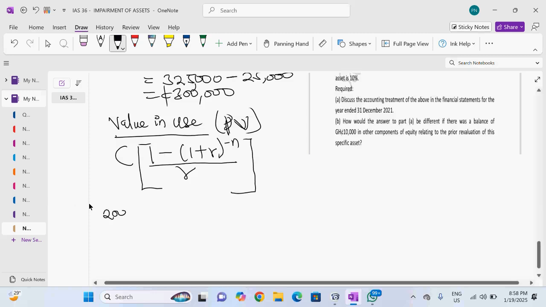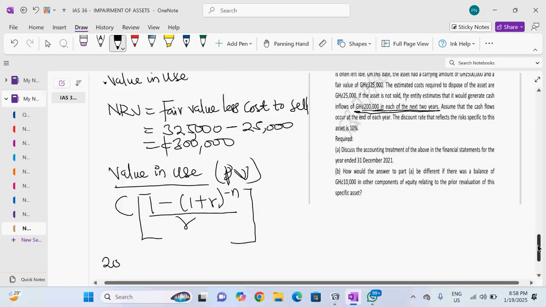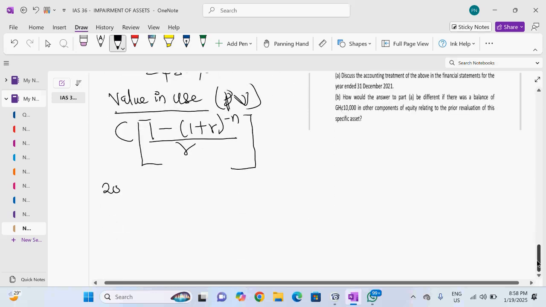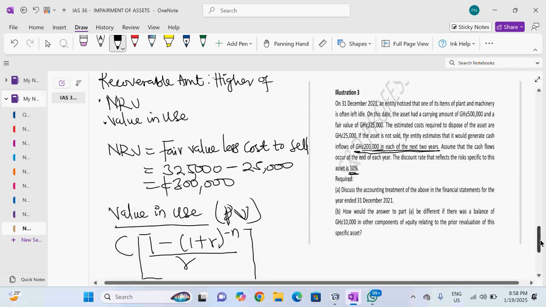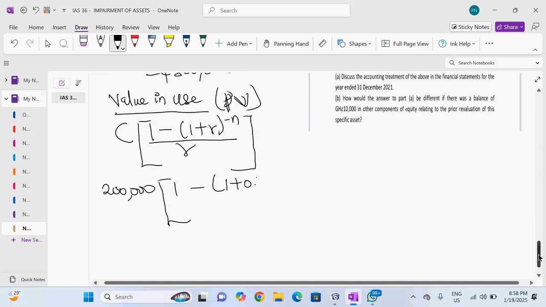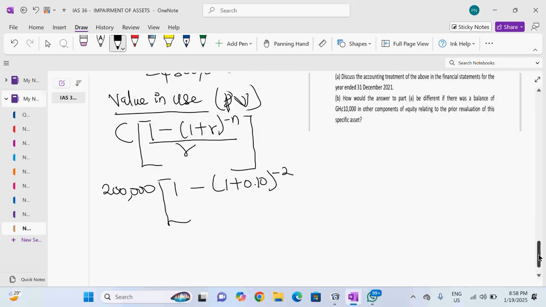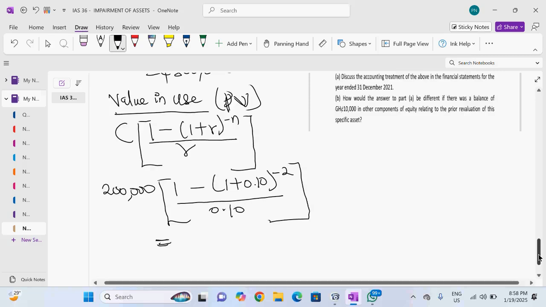So what is the amount? It is 200,000 each year. So 200,000 times, bracket, 1 minus 1 plus R. What is the rate? The rate is 10%, so 0.10, and the number of years is 2. And all divided by the rate, which is 0.10. Bracket close. So what is the present value, or the value in use?